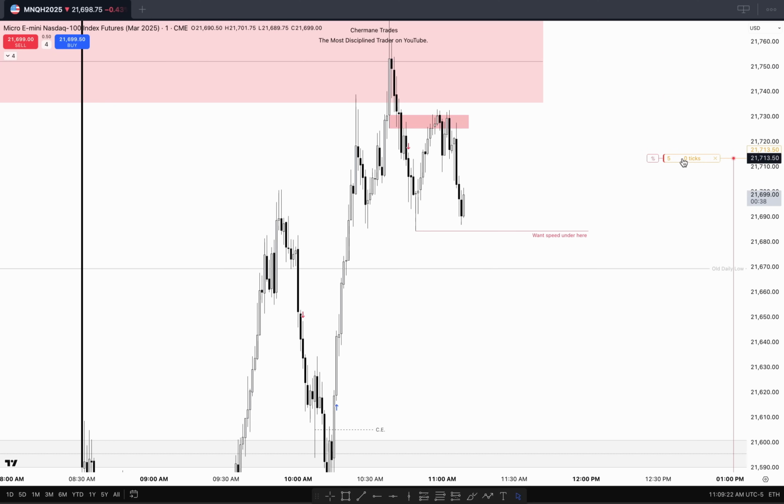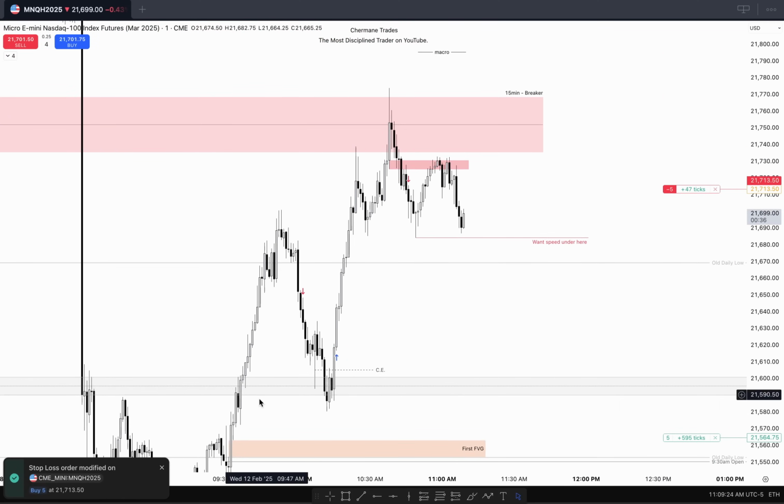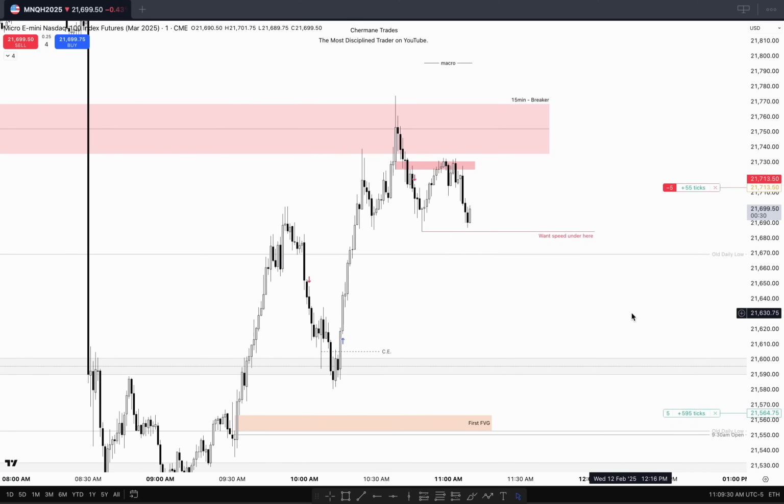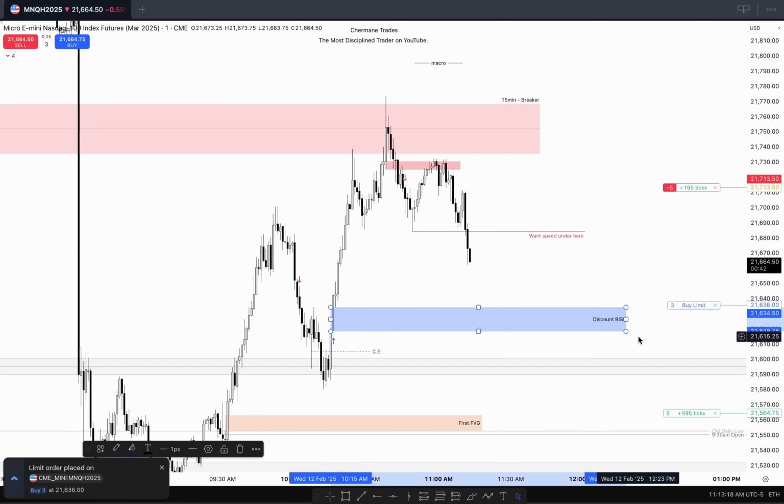I'm taking off risk here. I don't care about it. The fact that Nasdaq's being a little stubborn, wanting to take out the lows, it can knock me out of break even. Really doesn't make me no different, but I need to see a lot of speed underneath that low, and right now it's just not giving it to me. The high of this fair value gap comes in at 34.50.